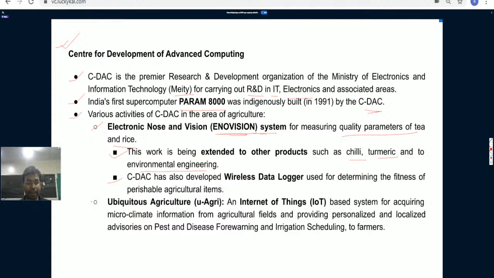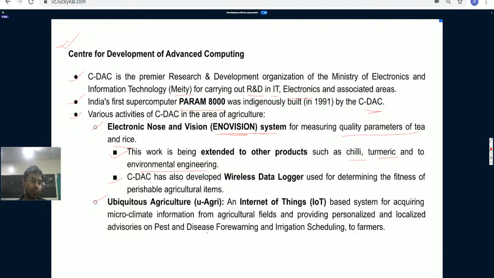Apart from this, another initiative in the agricultural field from CDAC is ubiquitous agriculture, in short UAgri. It is an Internet of Things based system for acquiring microclimate information from agricultural fields and providing personalized and localized advisories on pest and disease forewarning and irrigation scheduling to farmers.